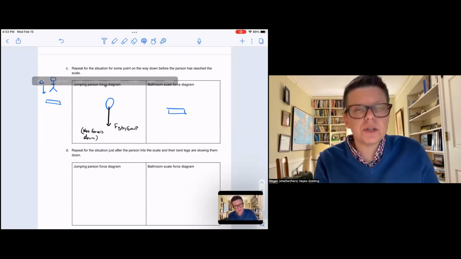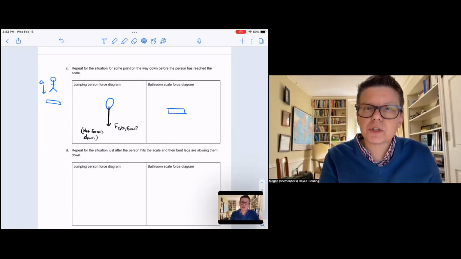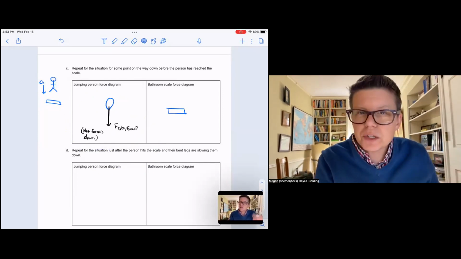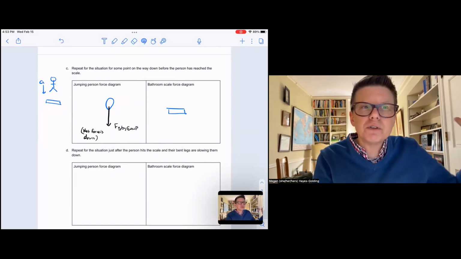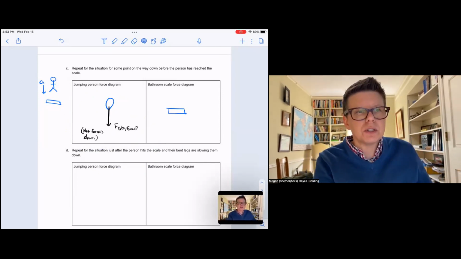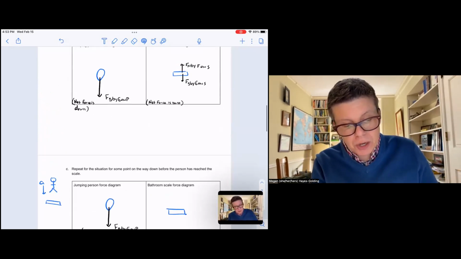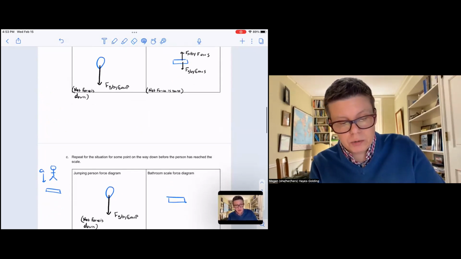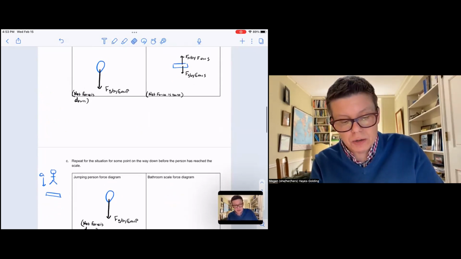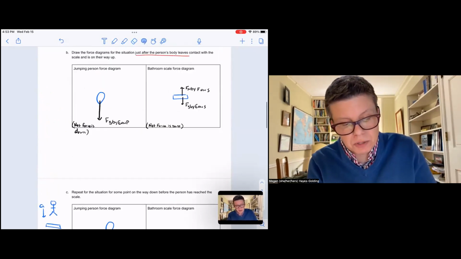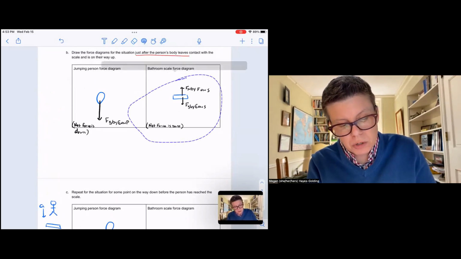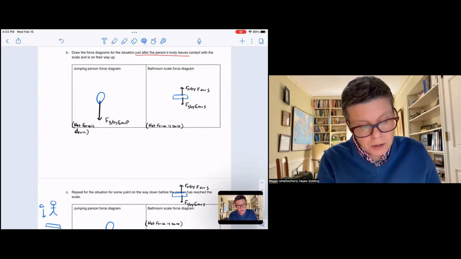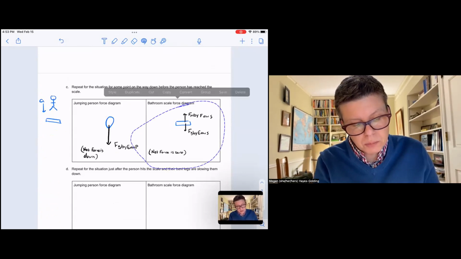That's exactly the same situation as when they were first leaving the scale, right? The Earth is accelerating the person downwards, except the difference is they're coming downwards now, so it's causing them to speed up. Bathroom scale? Hey, wait, person's still not touching the scale. They can't be interacting with it. So I get to duplicate another picture. Boom.